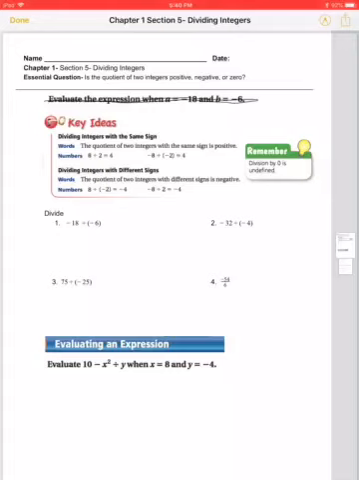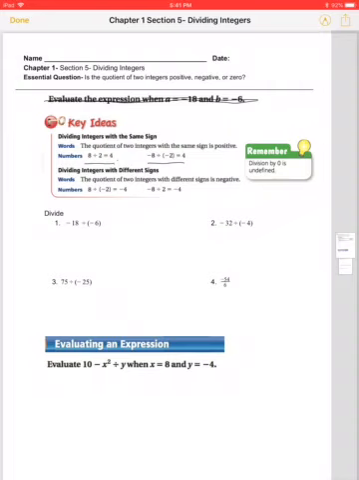Okay guys, we have chapter 1, section 5, dividing integers. Our first key idea is dividing integers with the same sign. So if you look at these first two examples, we have a positive 8 divided by a positive 2 equals a positive 4, and a negative 8 divided by a negative 2 equals a positive 4.